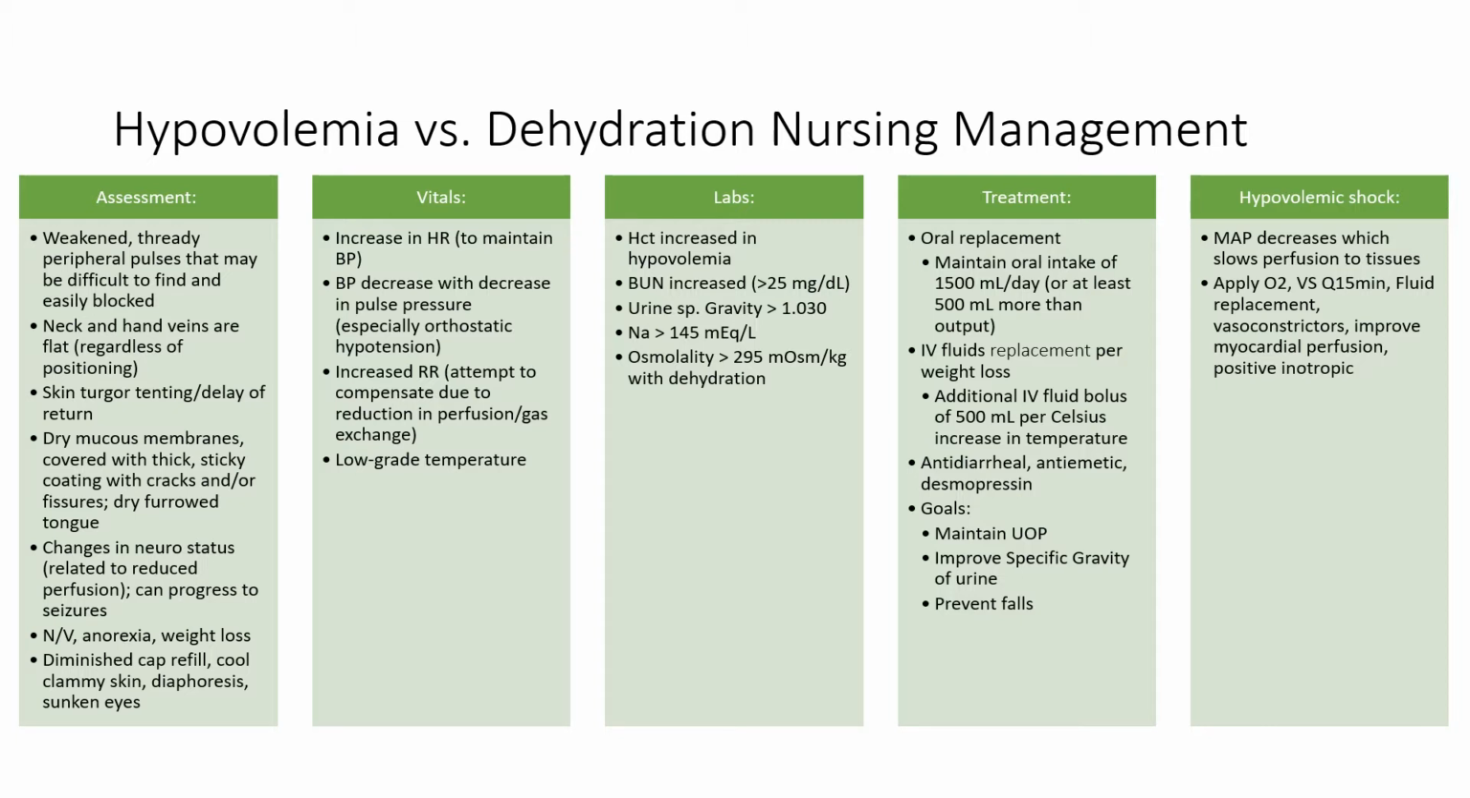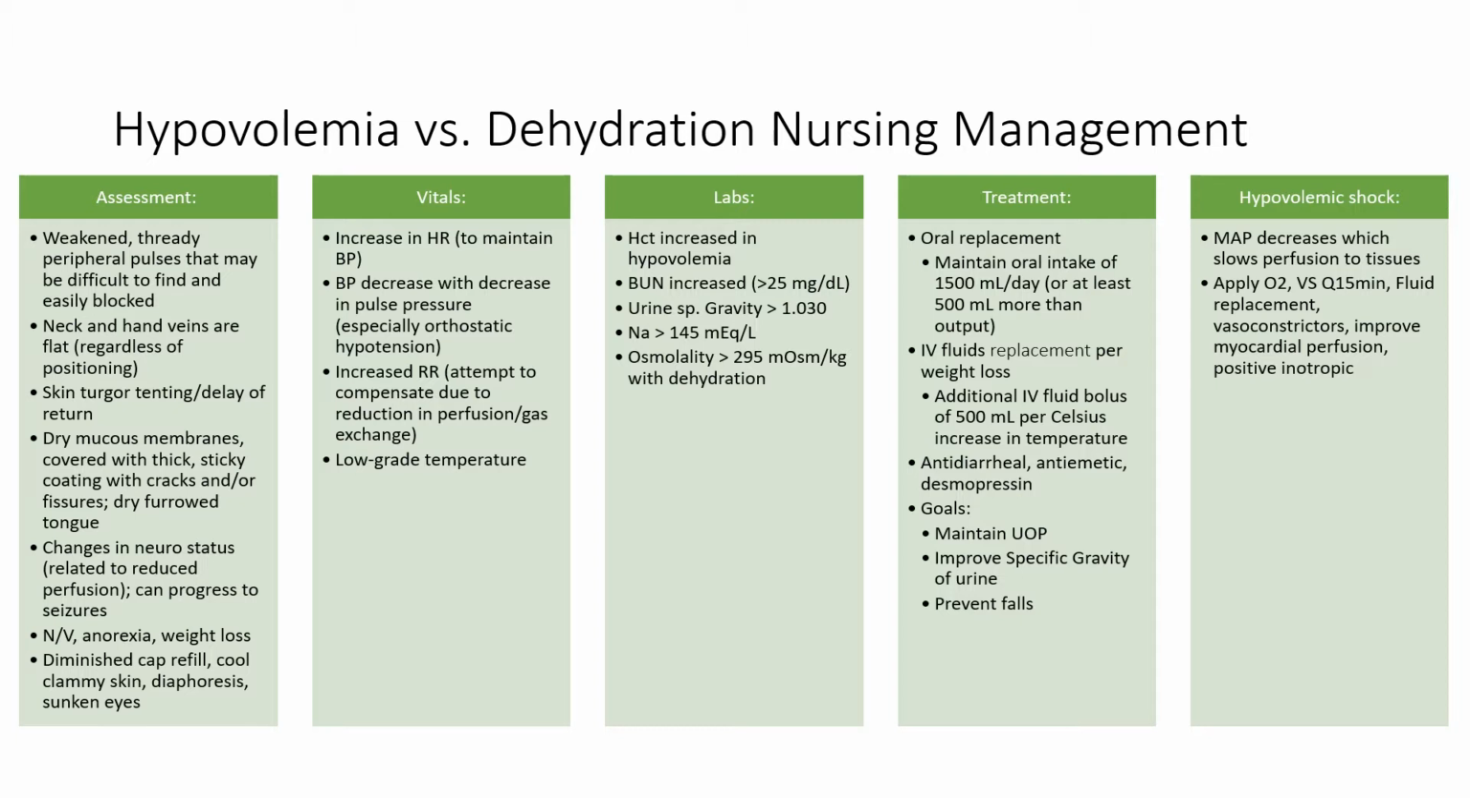Usually they're supposed to be pretty bounding and elevated, but regardless of any position that we put these clients in, especially in severe cases, they are never going to have bulging veins. They are just going to be flat veins. Skin turgor, we're going to see tenting or delay of return of the skin turgor.